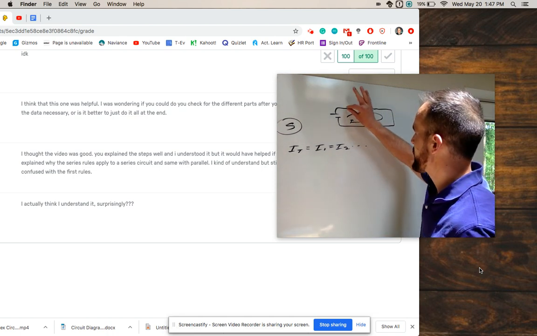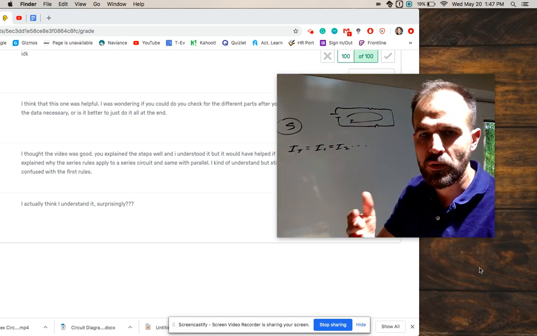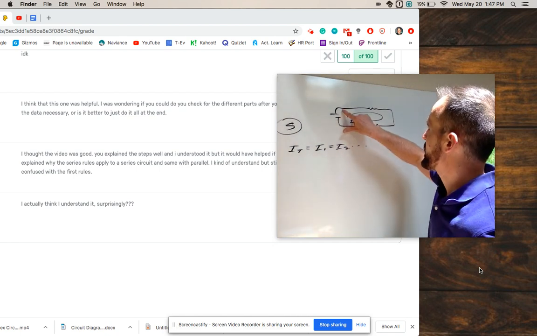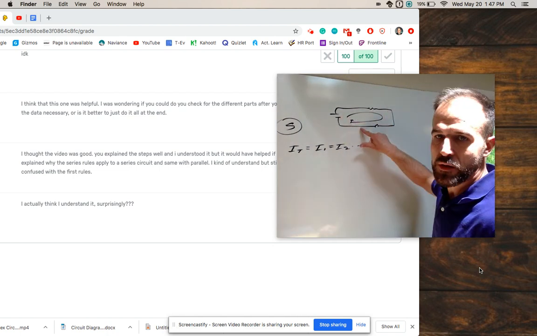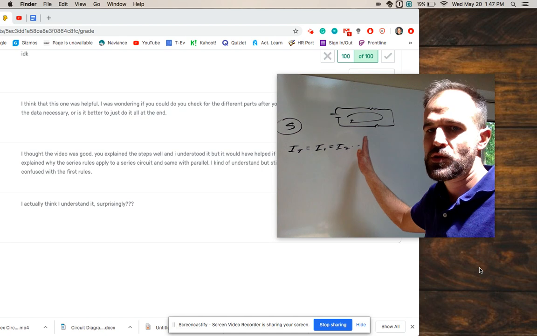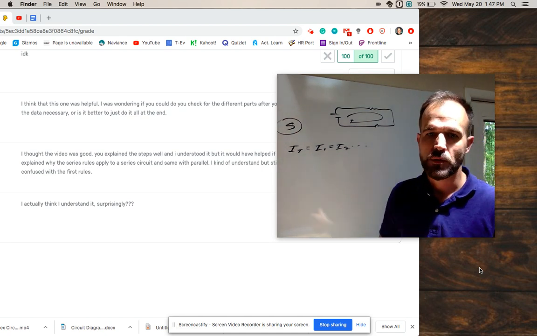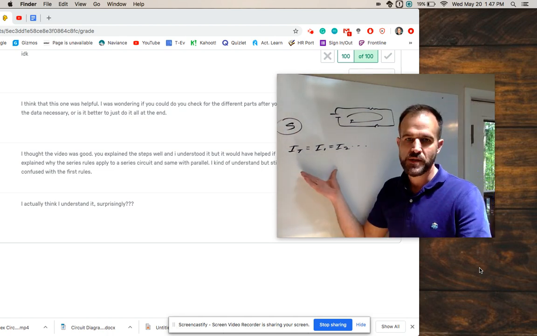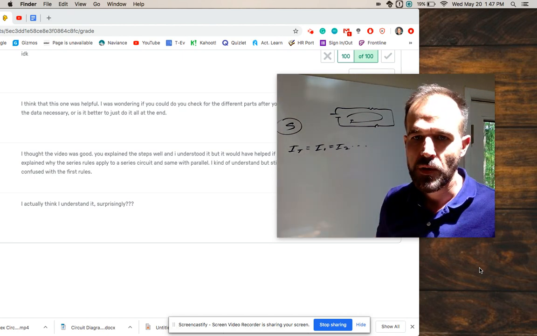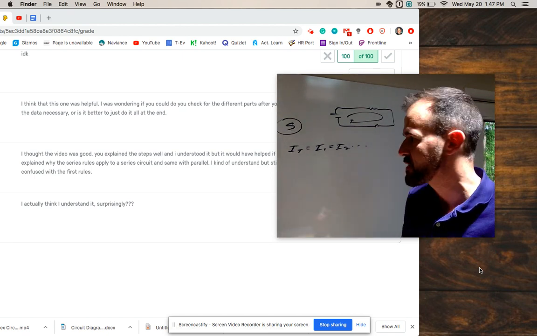So the current is going to be whatever, the pipe, if you will, the flow moving through it is going to be the same here as it is here, as it is here. There's only one path, so there's going to be one flow rate everywhere. It's kind of like this is saying the same thing, but in formula terms. But that's why we say the current is the same everywhere.